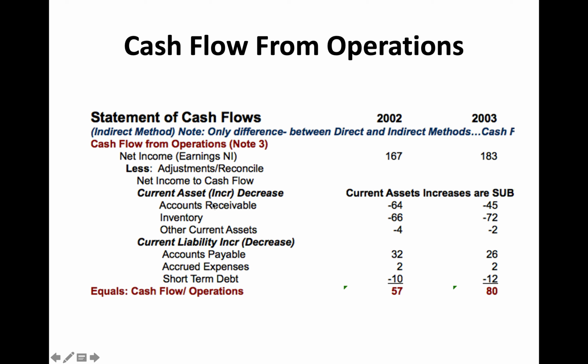So for example, we have an increase in accounts receivable of $64, that is subtracted. We have an increase in other current liabilities, it's subtracted. On the other hand, an increase in a liability account like accounts payable is added. So you add all this up and you get cash flow from operations 57.